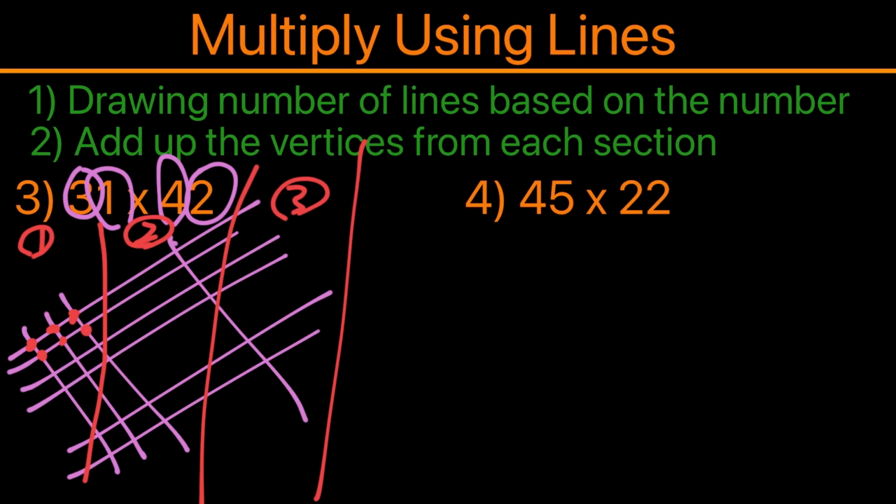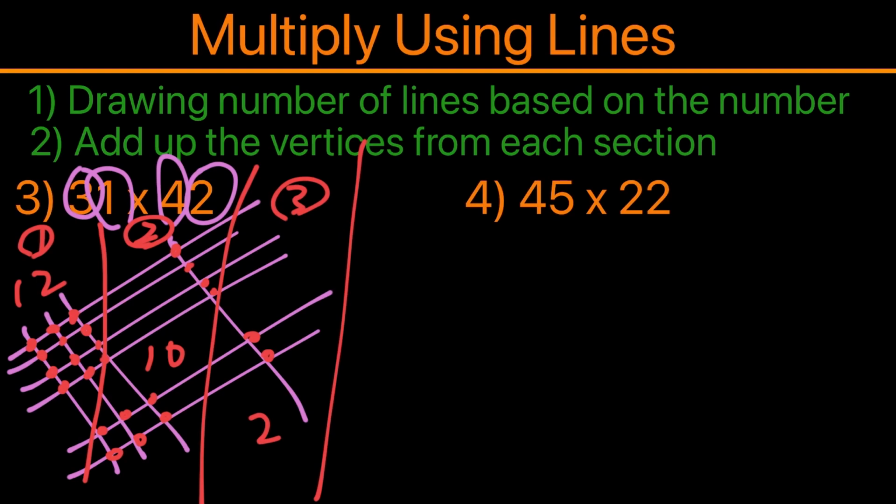So 1, 2, 3, 4, 5, 6, 7, 8, 9, 10, 11, 12. This is 12. Second one, we have 1, 2, 3, 4, 5, 6, 7, 8, 9, 10. So we have 10 here. The third one, we have 1 and 2. So that's 2. Okay, so now we can see there are 3 sections and 2 of the sections are double digits.